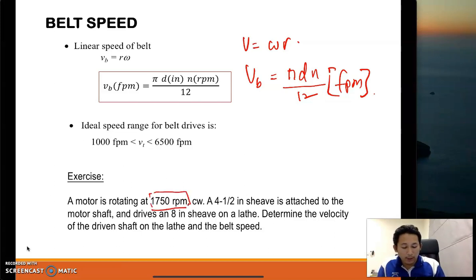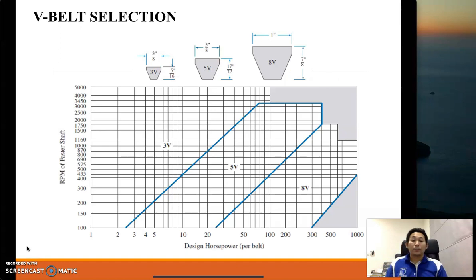A motor is rotating at 1750 revolutions per minute, clockwise. A 4.5 inch sheave is attached to the motor shaft and drives an 8 inch sheave, so this is the driven one on the lathe. Determine the velocity on the driven shaft on the lathe and the belt speed.